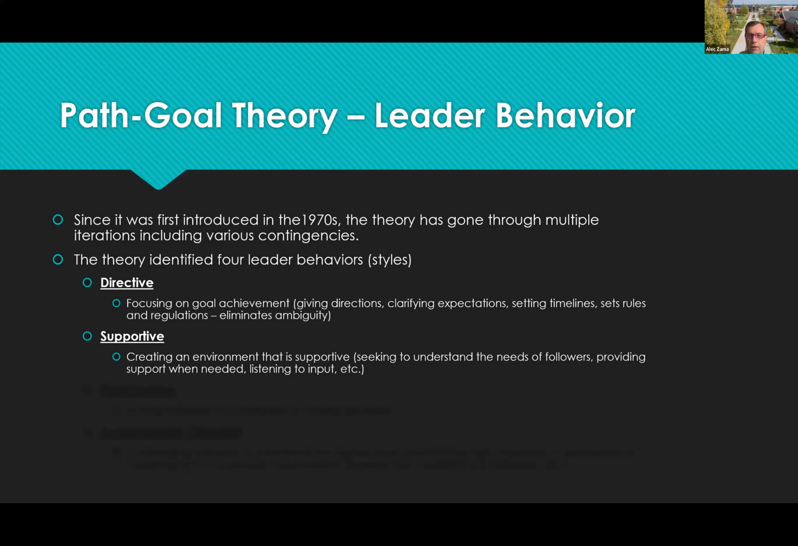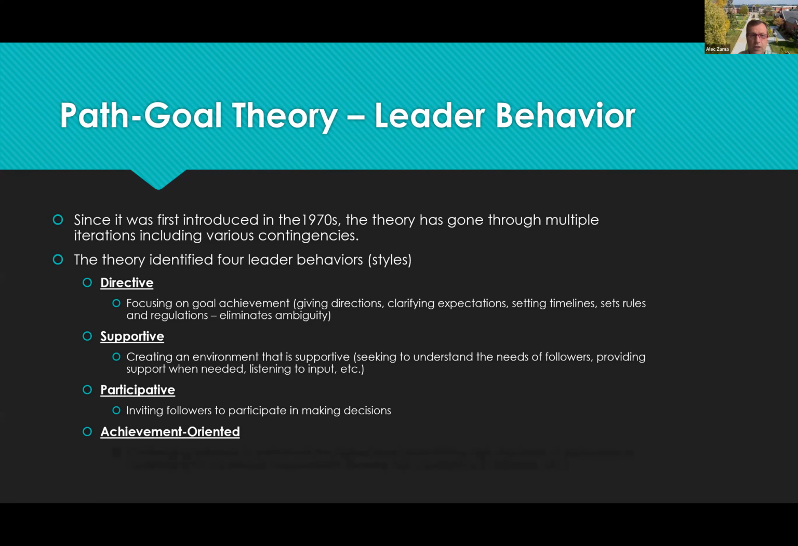The supportive style, the role of a leader is to create an environment that is welcoming and supportive and nurturing. So the leader should try to understand the needs of followers, providing them support, listening to their input, and showing empathy and individualized consideration. Participative is the style that invites followers to participate in decision-making. So the leader here will empower individuals to be engaged in decision-making.